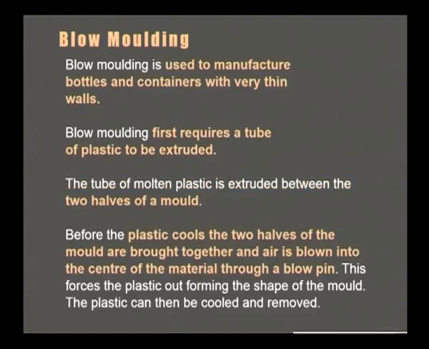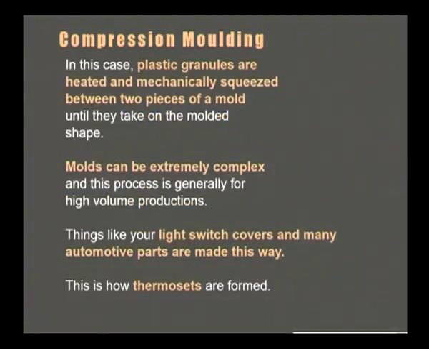Blow molding is a very famous form of doing it, in which bottles are made. Blow molding requires a tube of plastic to be extruded, so extrusion is the basic characteristic of blow molding. The plastic cools, two halves of the mold are brought together and air is blown into the center of the material through a blow pin, and this is how blow molding takes place. Compression molding is another form of making plastic.